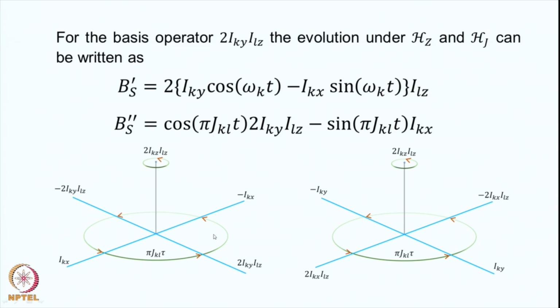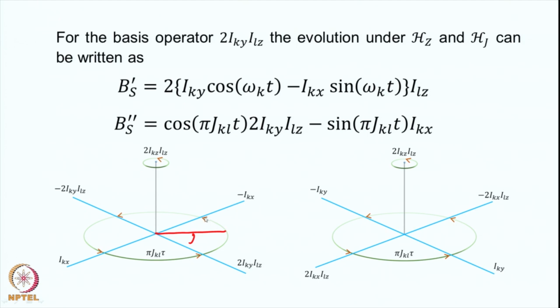Suppose it has moved until this, if I wish to draw a vector here, then if this rotation has happened for a particular angle, this angle will be pi jkl tau, and you will write the cosine pi jkl tau. So if this is pi jkl tau here, then you will have the 2 IKY ILZ cosine pi jkl tau, and this component will be minus IKX sine pi jkl tau, right.